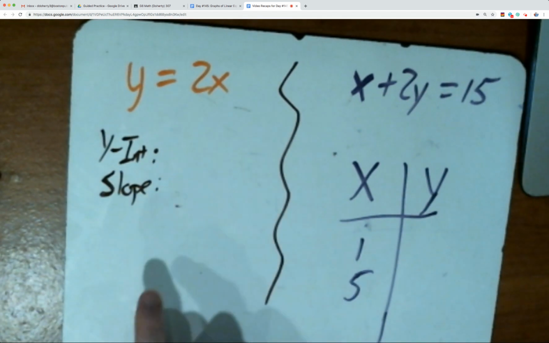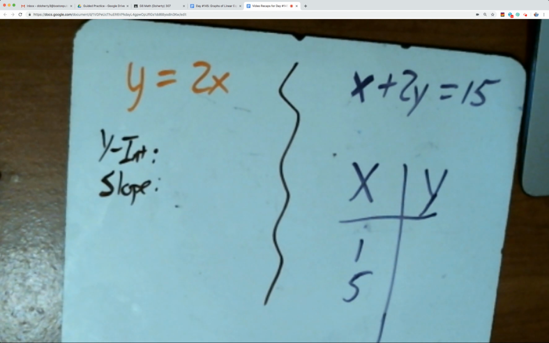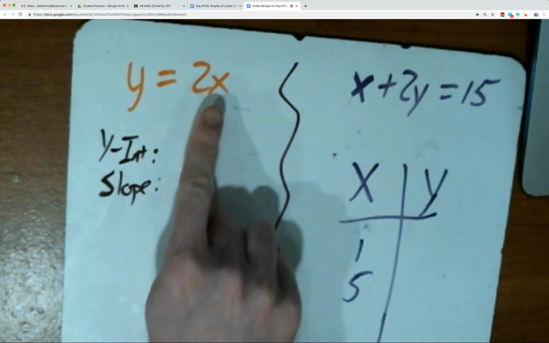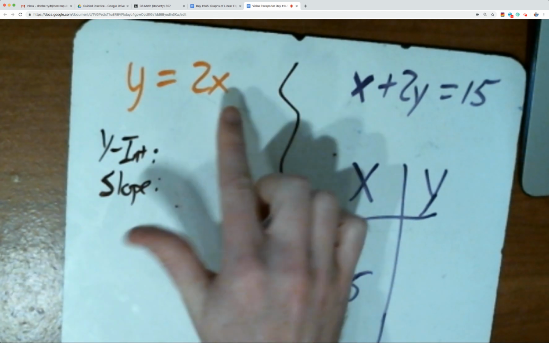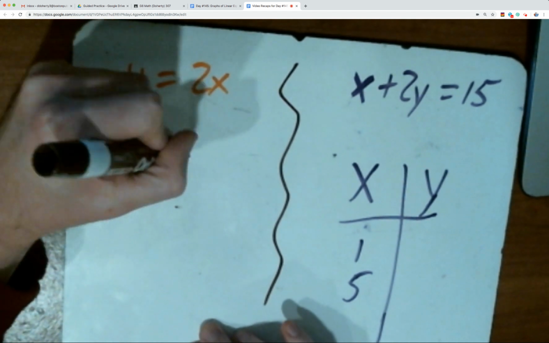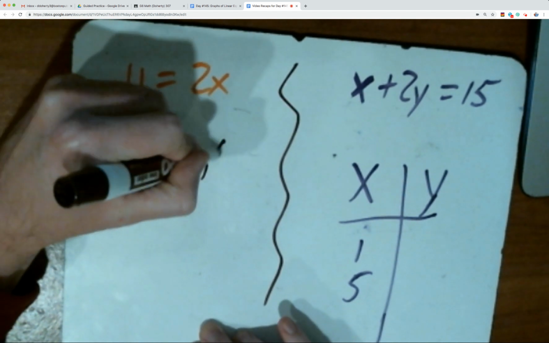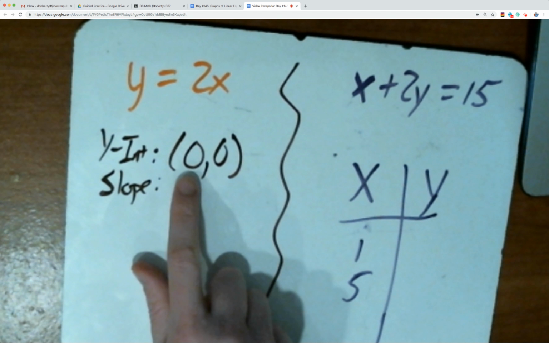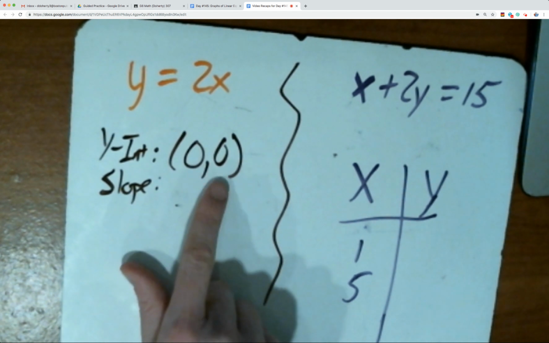First one, y equals 2x. That is solved for y. It's in slope-intercept form. I know if x is 0, then y has to equal 0. There's nothing added over there. This is a proportional relationship like we talked about before. It's going to pass through the origin, or have a y-intercept of 0.